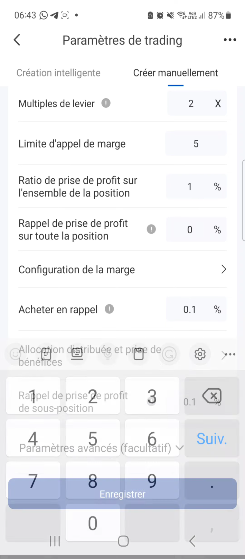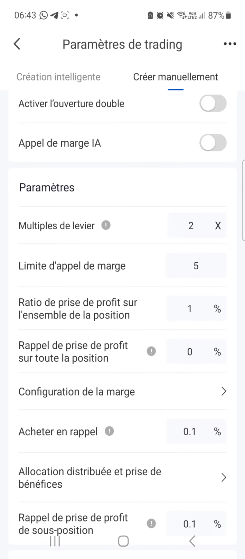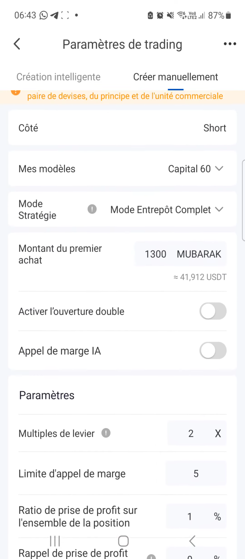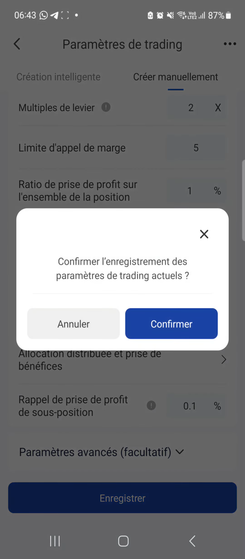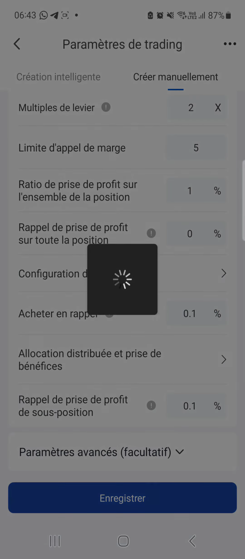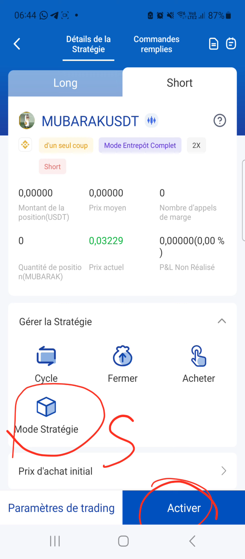Then here I make 0.1, here I make 0.1. Okay, then now my margin call limit is 5. So for you to not miss the coin, you have to save it and buy it. Then you come back to edit your settings, confirm, then you tap on activate and create. So after the robot buys for you, you tap on the strategy mode and you put the third option, which is remote settlement. Okay, you put it and you save it.